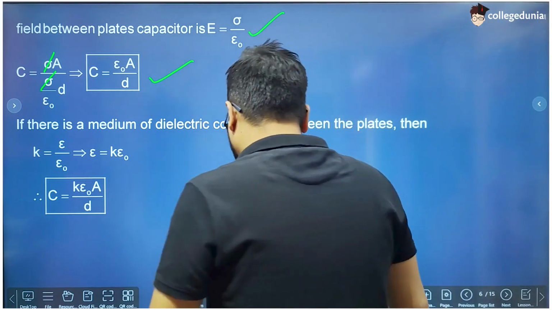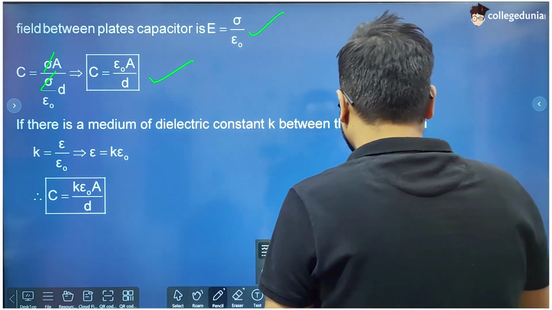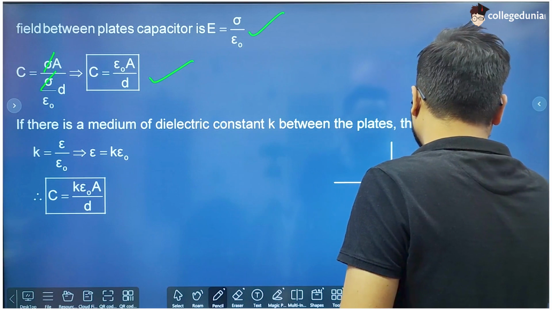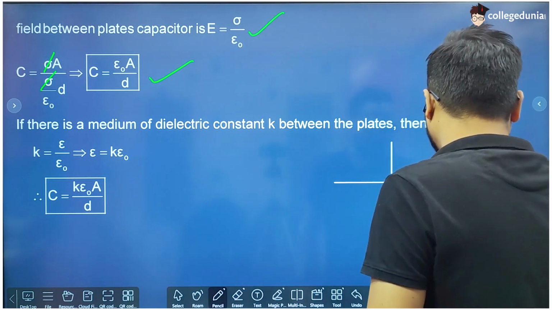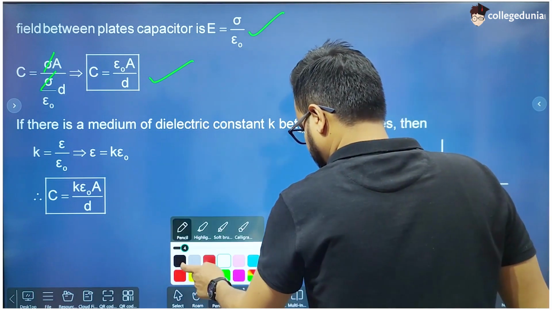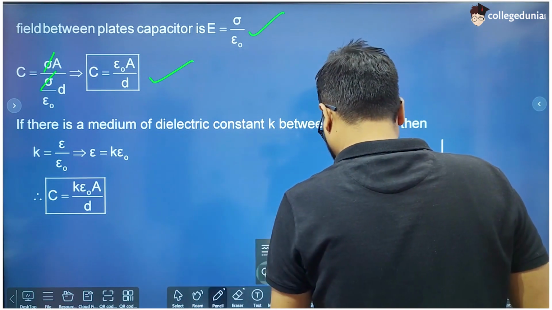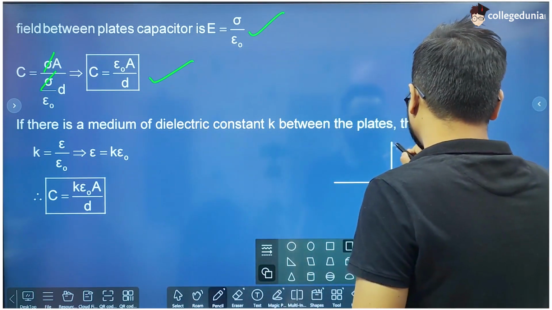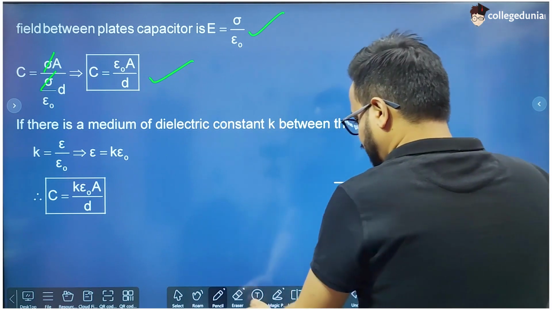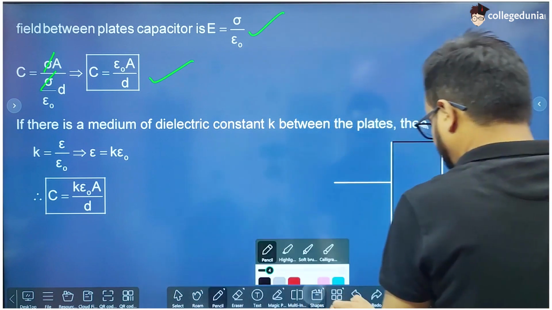And if there is some medium between the plates of the capacitor, now there is some dielectric.